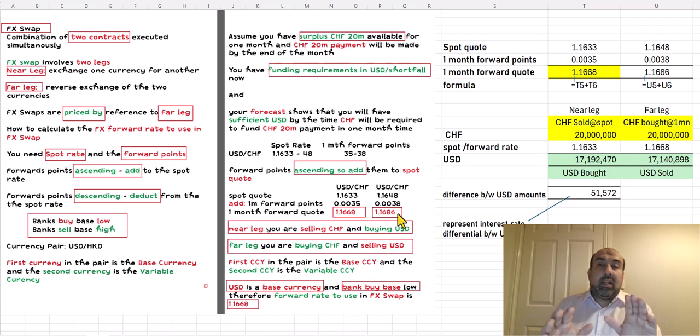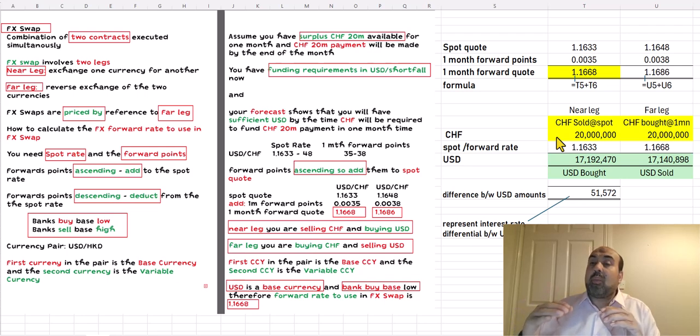As we have discussed, FX swaps are priced by reference to the far leg, and in the far leg we are buying back CHF 20 million to fund our outgoing. If we are buying CHF back, it means we are selling US dollar. If we are selling US dollar, it means the bank is buying US dollar. And US dollar is the base currency and bank buy base low. Therefore, the rate that we are going to use is the lowest one out of these two, which is 1.1668.